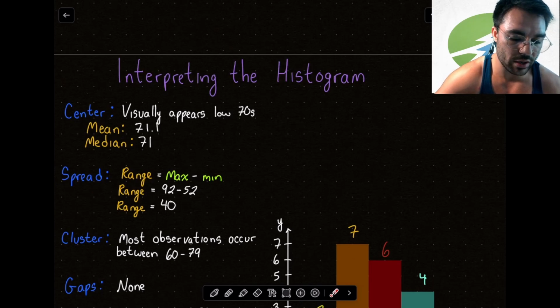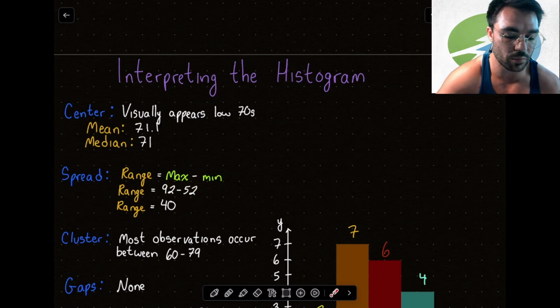The spread is our range, which is the max minus the min. Our maximum value is 92. Our minimum value is 52. 92 minus 52 gives us 40. The range or the spread is 40.